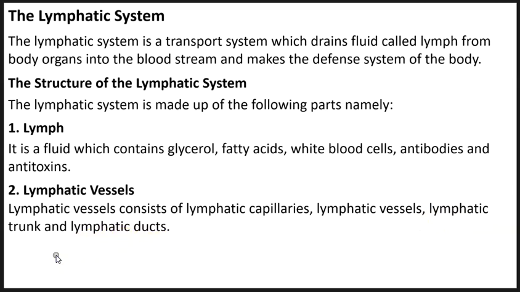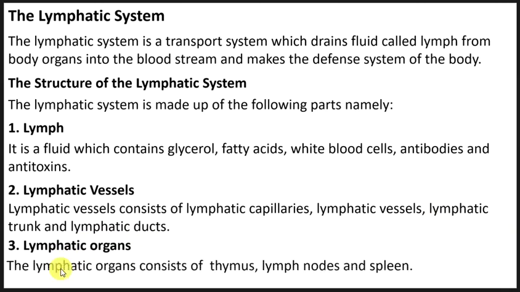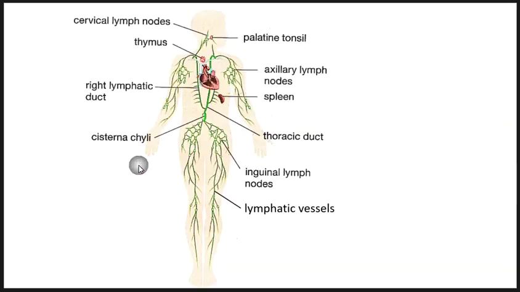Then also three, lymphatic organs. So what are lymphatic organs? The lymphatic organs consist of the thymus, lymph nodes, and the spleen. So these are the structures or parts which make up the lymphatic system. Now let me show the structure of the lymphatic system. Okay, so this is the structure of the lymphatic system.